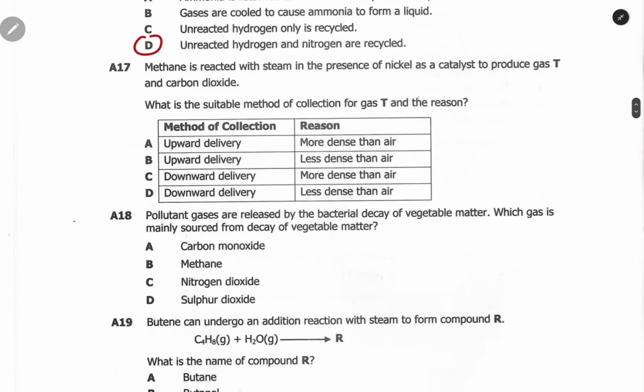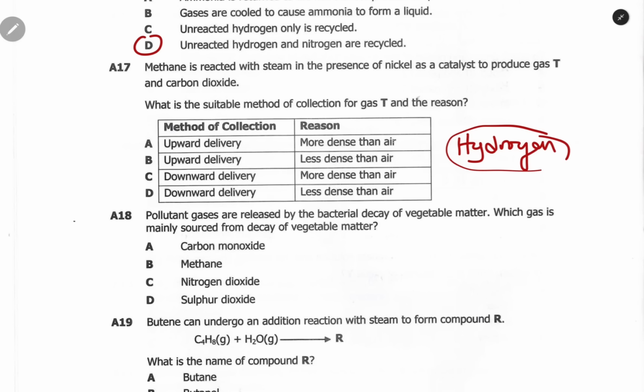Then question 17. Methane is reacted with steam in the presence of nickel as a catalyst to produce gas T and carbon dioxide. Now, this is what we call steam reforming. Okay, so in this case, we are looking at the making of hydrogen. So the gas that is being made is hydrogen. Now, if you look at hydrogen, it's less dense than air. So what is a suitable method for collection of gas T, and the reason?